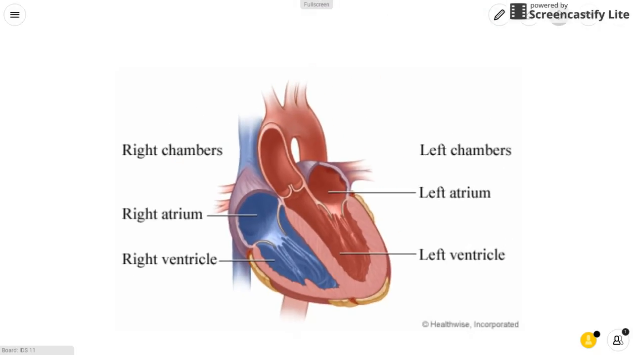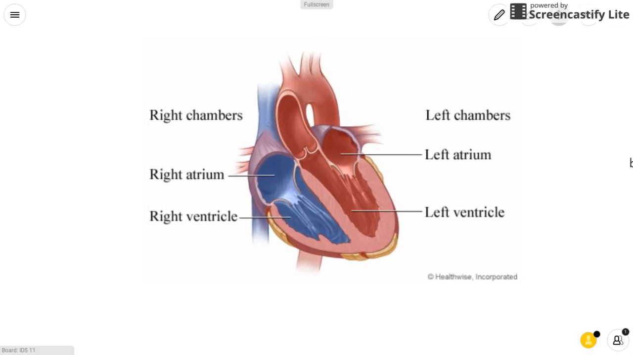So moving on, the chambers of the heart. The atria are the smaller, less muscular chambers, and they're the receiving chambers for blood. This is the right atrium, and this is the left atrium. The right atrium receives blood from the superior and inferior vena cavas, which contain deoxygenated blood from the body. The left atrium receives blood from the pulmonary veins, which bring oxygenated blood from the lungs to the left atrium.